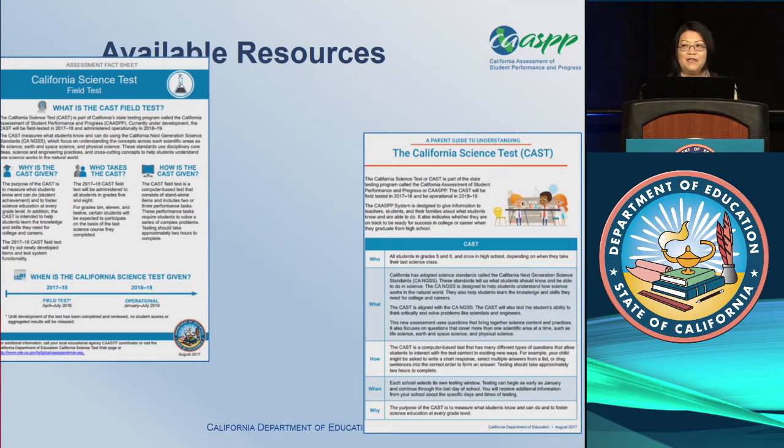Again, if you have questions, we have the note cards going around, so please access that. We also have come up with, because there's so many new things with this test, we want to have available resources for you. And the available resources provide descriptions. There is the California Science Test Field Test fact sheet, and it is a one-page document that tries to answer these questions of, again, the what, why, who, how, and when of this test.